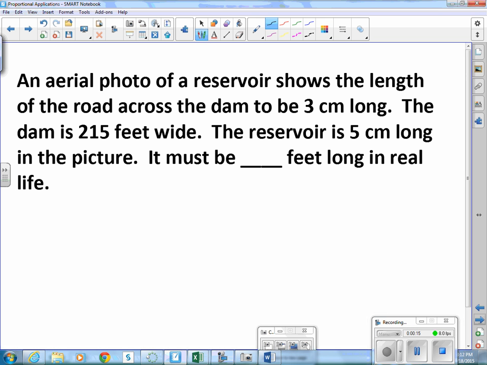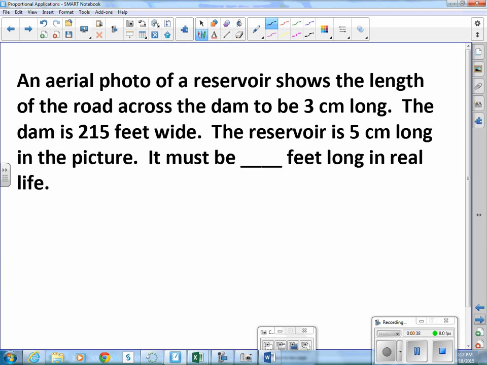An aerial photo, for example, of a reservoir shows the length of the road across the dam to be 3 centimeters long. The dam is actually 215 feet wide. Just on the photo it comes out as 3 centimeters. So the reservoir in the photo is 5 centimeters long. So the actual length of the reservoir would be what?